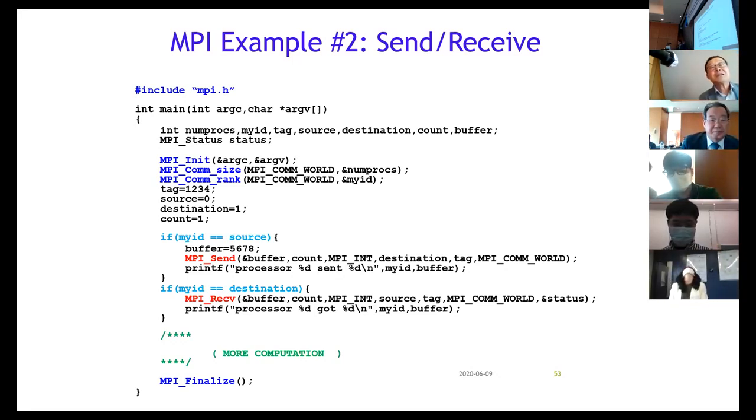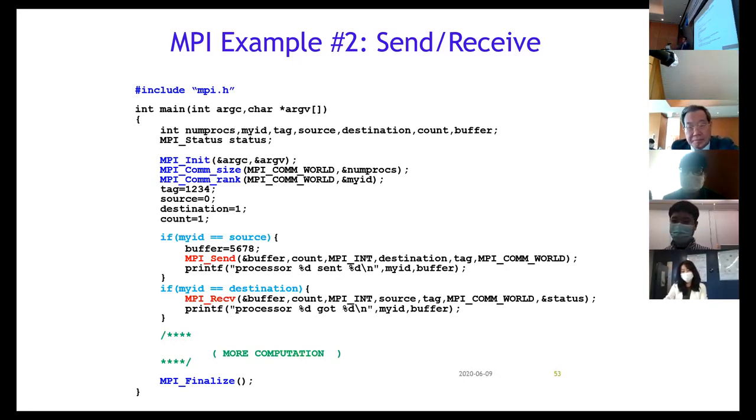So this shows a very shallow form of parallel computing. One is using OpenMP, the other is using MPI. Depending on your machine, you will use one of them. Or, depending on your hybrid computation, you can combine them together.